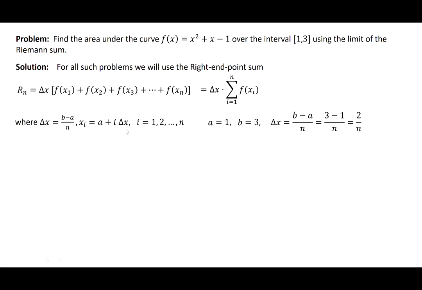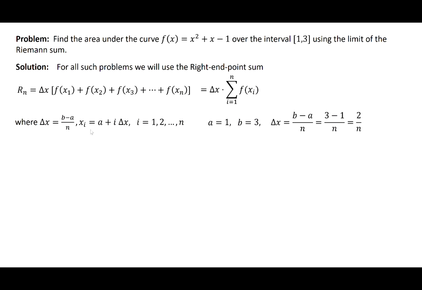Can we figure out x sub i? There's a formula here. Do we know a? Yep, we do. i, just the variable i. Delta x? Yep, delta x is 2 over n. So clearly, we can find x sub i. Let me pause there for a second and ask you a question. Why should I find x sub i?